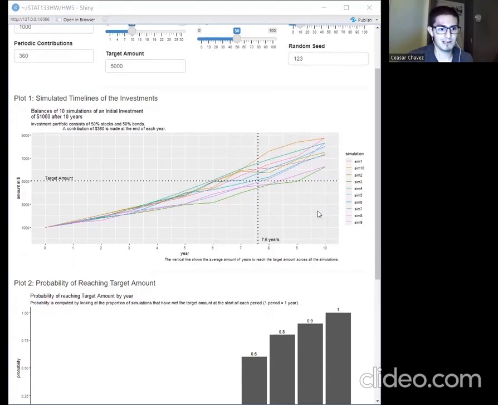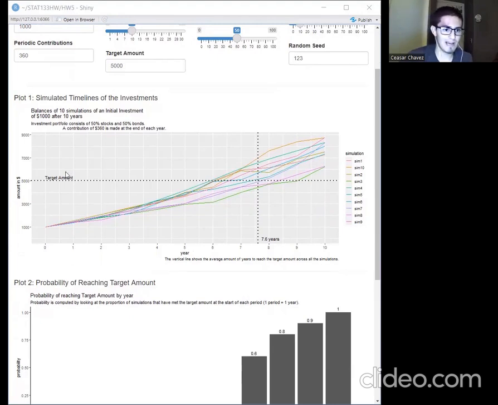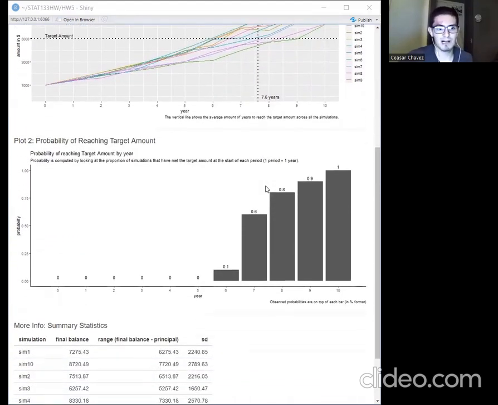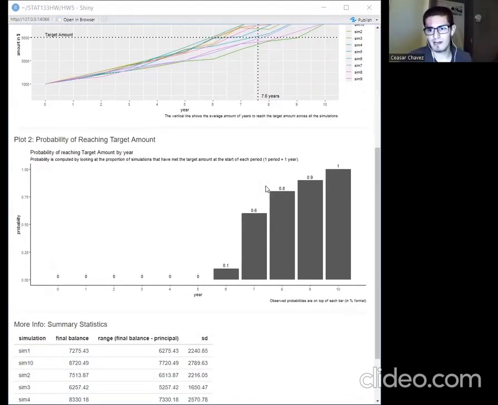So let's jump into the plots. These are the simulated timelines of the investments. The x-axis is the years from 0 to however many years you choose, and the y-axis shows the amounts of each simulation as they grow. You can see this horizontal line, which shows the chosen target amount. We have this vertical line that shows the average number of years it takes to reach that target amount across all the simulations. Plot 2 is the probability of reaching the target amount, calculated by seeing the proportion of simulations that have reached the target amount at the beginning of each period.